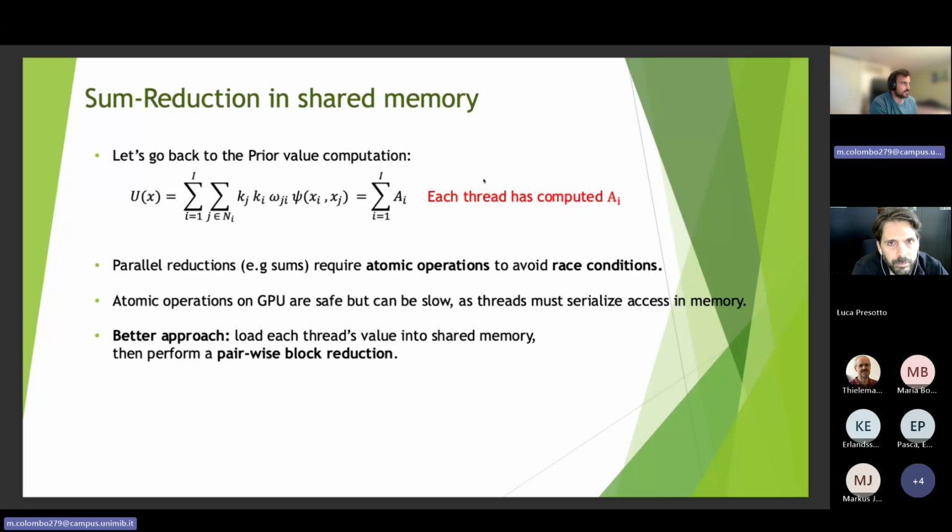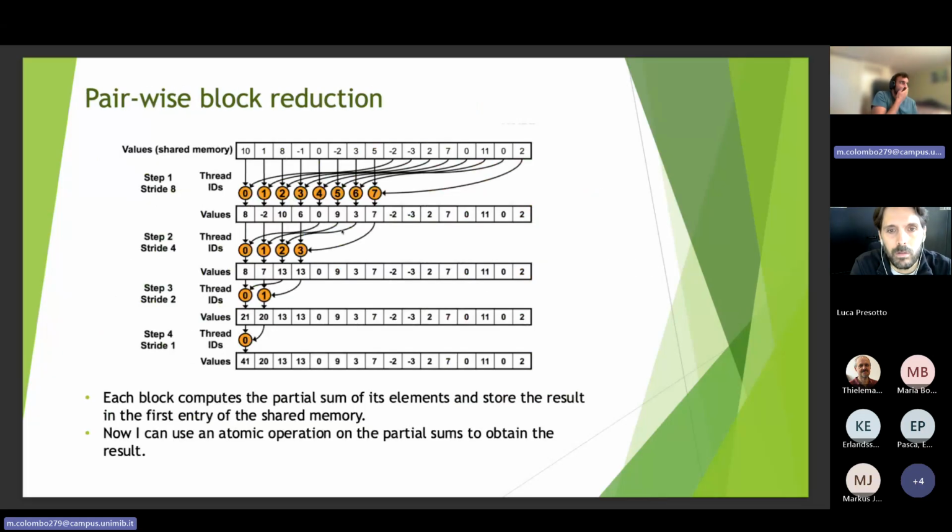There is a better approach, of course, and it's related to loading the partial values into shared memory and then performing a pairwise block reduction. I will talk briefly about it in a second. So what is a pairwise block reduction? Let's think about the block of the GPU for a second. Let's say I've computed 16 values. Now I want to sum them, and I want to do this for all the blocks in my GPU.